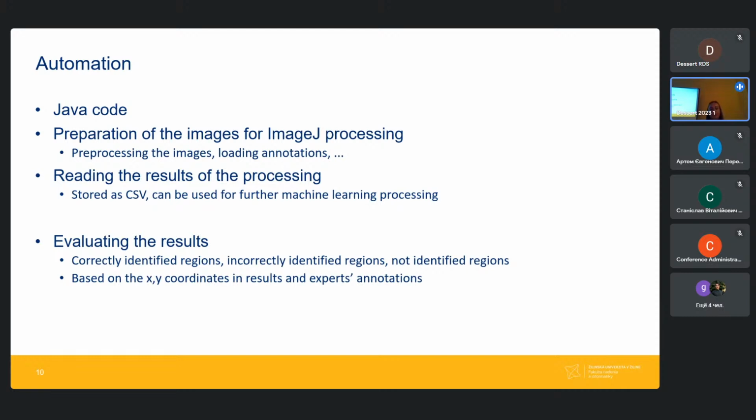To automate this process, I created a Java application. What this application does is some preparation of the images. It runs the whole process, the ImageJ macro and so on. At the end, it loads the CSV files, and they can be used for further processing or the evaluation, which is also part of the application. And the evaluation, as I mentioned, is based on the X and Y coordinates both from the system and from the experts as well.